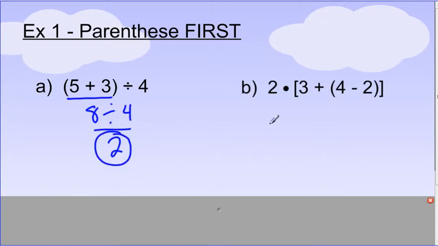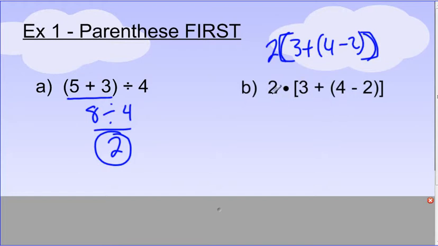Letter B. Now here we have some parentheses. We also have these square brackets. The square brackets are just another set of parentheses. It's there to help you so you don't have something like 2 times 3 plus 4 minus 2, and you get all these curvy ones and you get yourself confused. So sometimes they use the curvy ones and sometimes they'll use the square ones just to help keep them separate, so they look a little bit different.